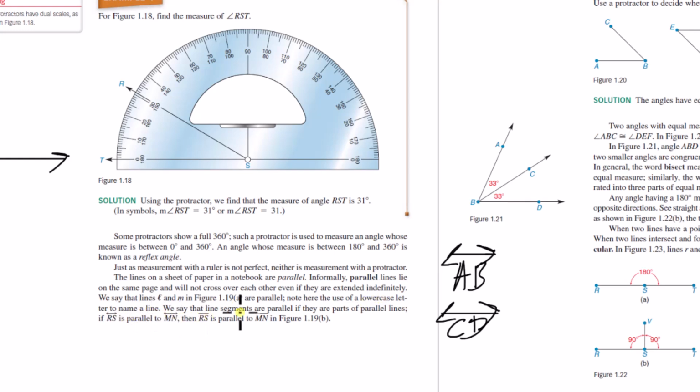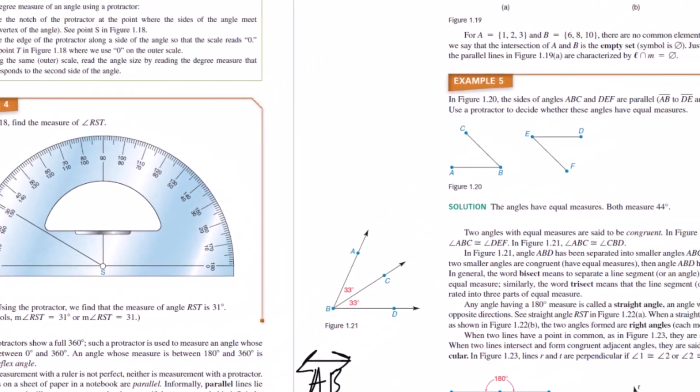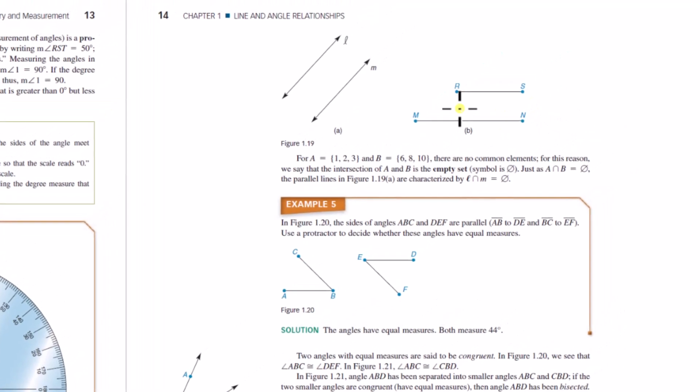We say that the line segments are parallel if they are parts of parallel lines. So if line RS is parallel to line MN, then segment RS is parallel to segment MN. So yeah, if we come here, you can say that segments are parallel. However, you want to be careful here, because I could say, okay, I've got segment AB and segment CD. Well, they don't cross, so they're parallel.